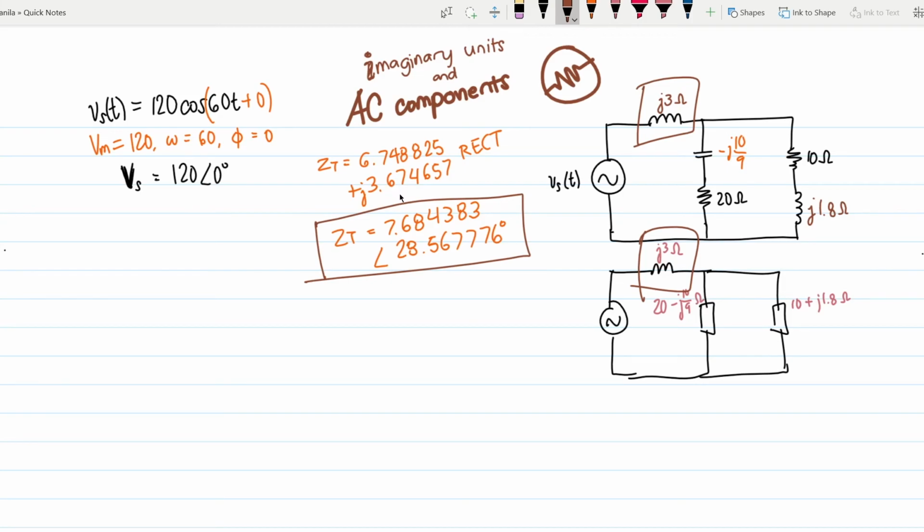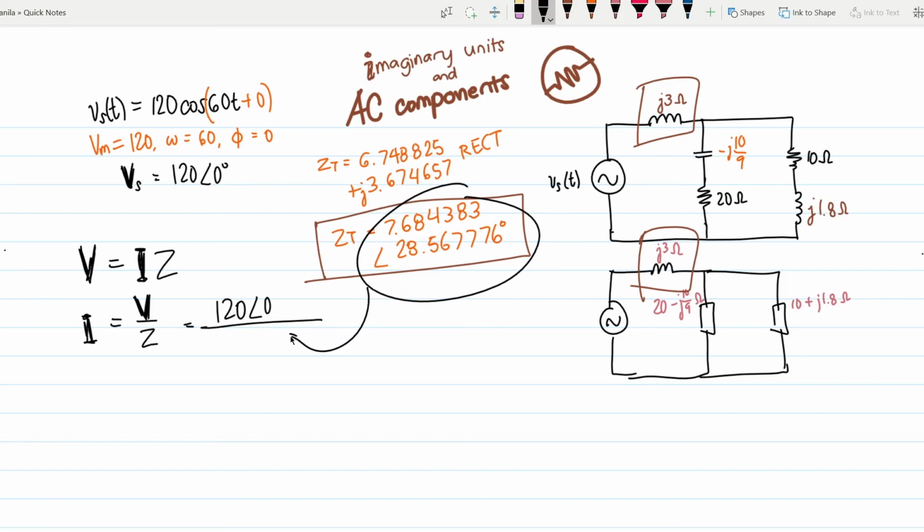And how are we going to get our current as a phasor and as a function? All right, how are we going to get that? Of course, we just employ V equals I Z, right? So your I should be V over Z. And so you can do 120 angle 0 all over this thing. Put that there. I'm just going to store this total impedance value.